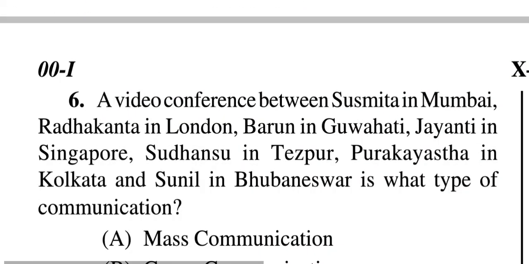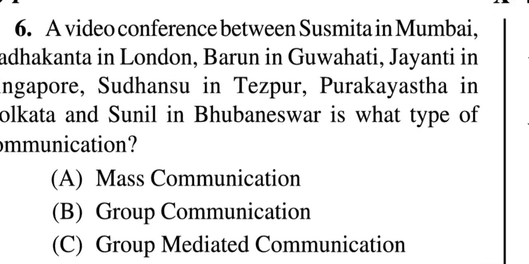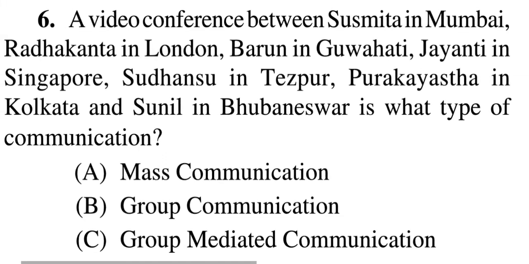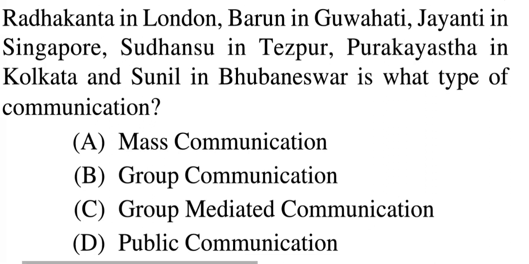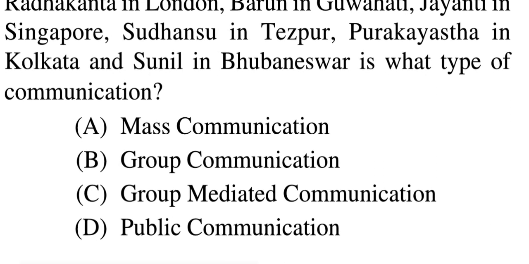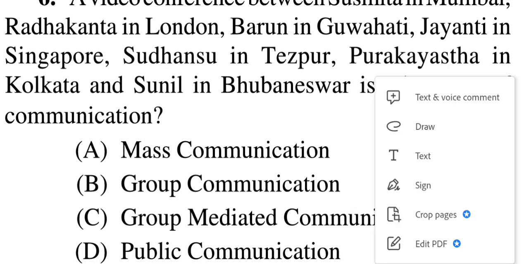Let's move on to our next question. It is number 6. It says a video conference between Susmita in Mumbai, Radhakanta in London, Barun in Guwahati, Jayanti in Singapore, Sudhanshu in Tezpur, Purukasthaya in Kolkata and Sunil in Bhubaneswar is what type of communication? Options are like this: mass communication, group mediated communication, public communication. Number 6. Correct answer will be C, that is group mediated communication.